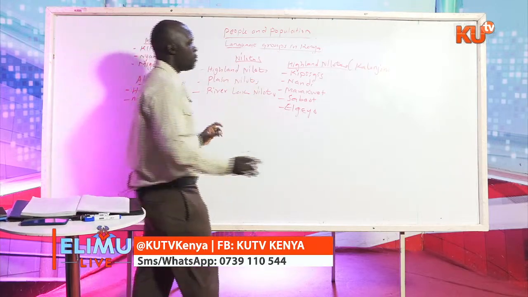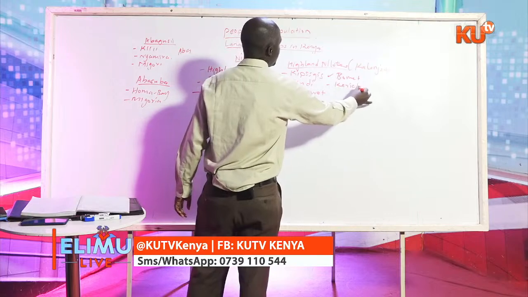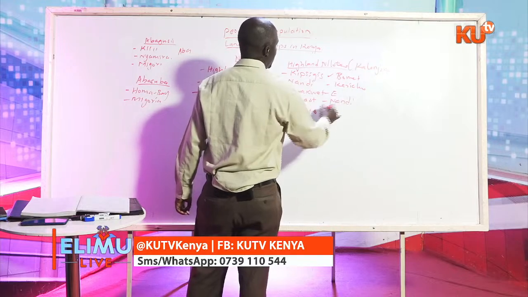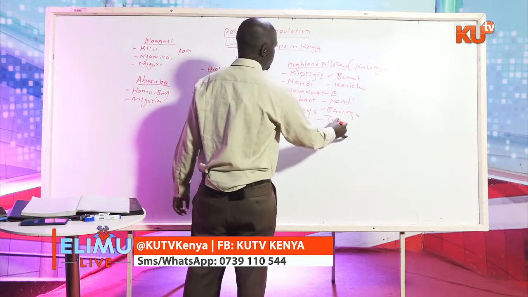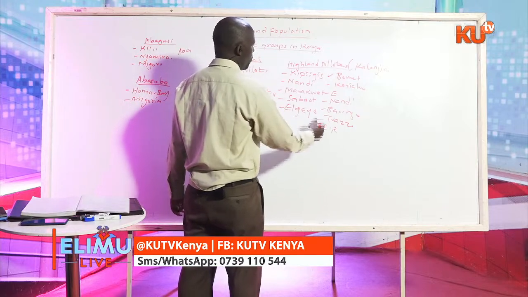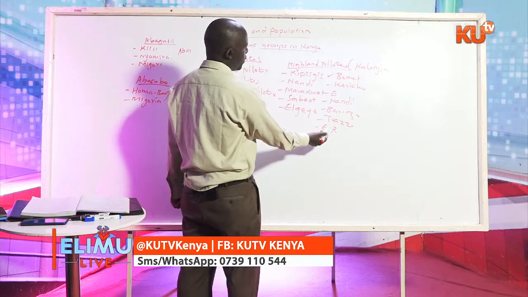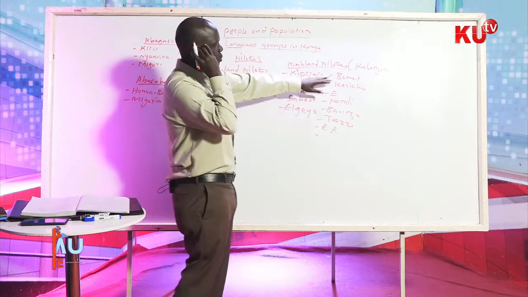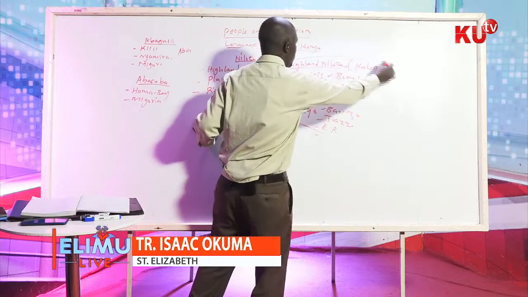So where are they found? These people live in the counties of Bomet, Kericho, Uasin Gishu. We have Nandi County, Baringo. There are also some living in Trans Nzoia, which is not part of Rift Valley. Another county where they live is Elgeyo Marakwet. Then we have Bomet, Kericho, Nandi, and all that. So the Highland Nilotes as a group live in those counties in Kenya.